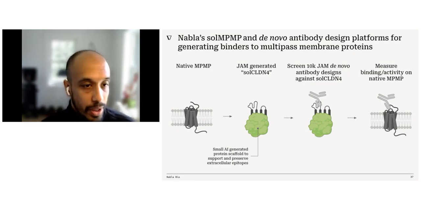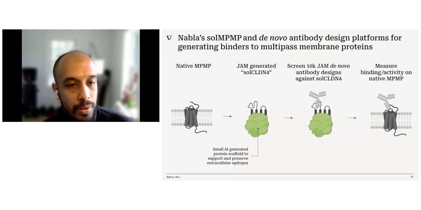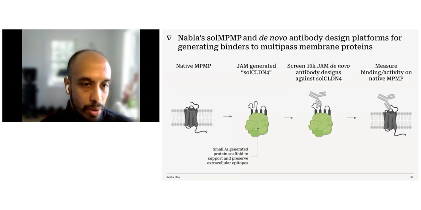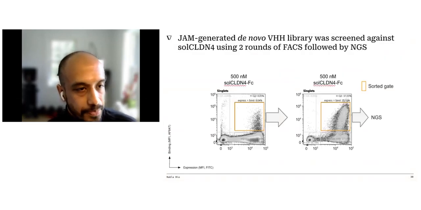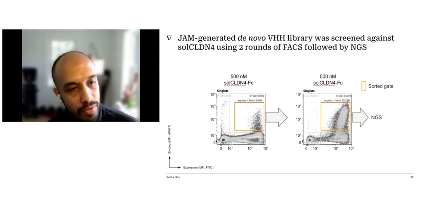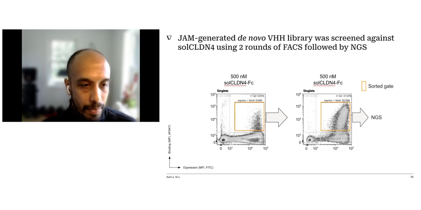At this point, we can use our normal yeast display-based workflow to screen our de novo antibody designs against this Sol Claudin 4 proxy. And then once we have a short list of binders, go and measure which ones are actually binding Claudin 4 in its native form on the surface of cells. So these are just some FACS plots showing you that working with the Sol Claudin 4 proteins is actually very similar to working with any other soluble recombinant antigen.